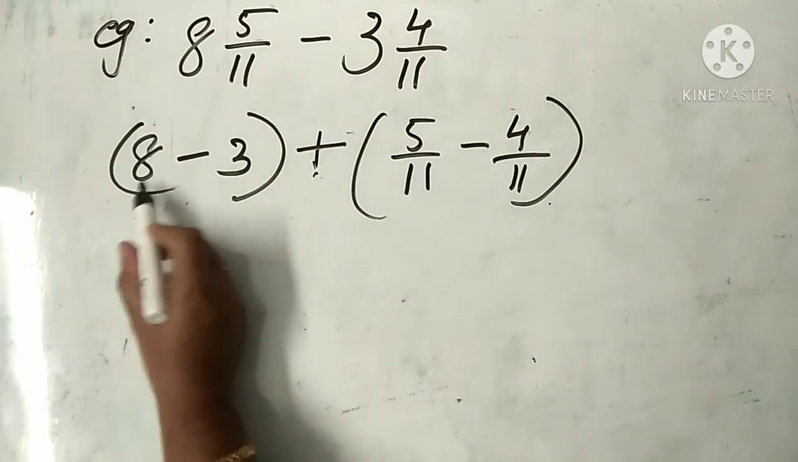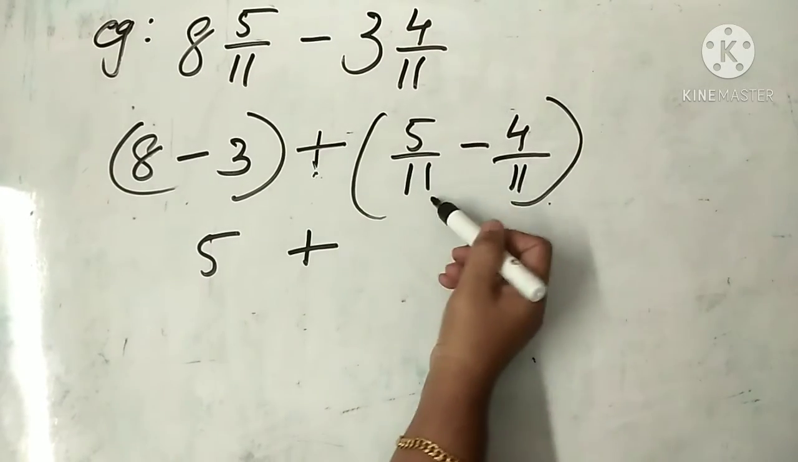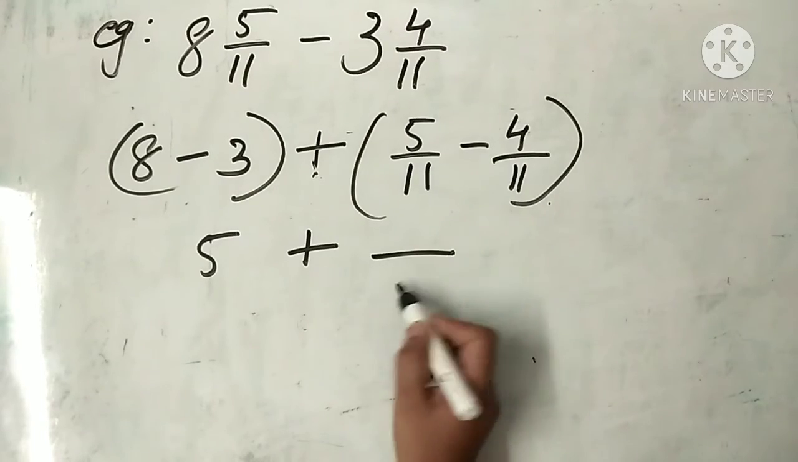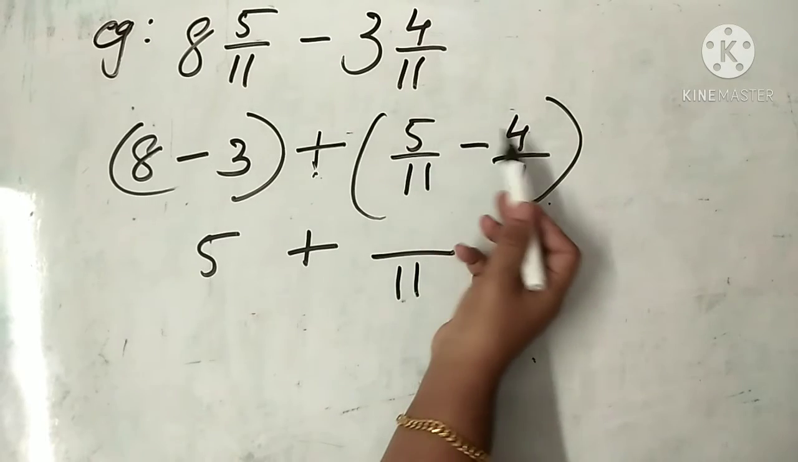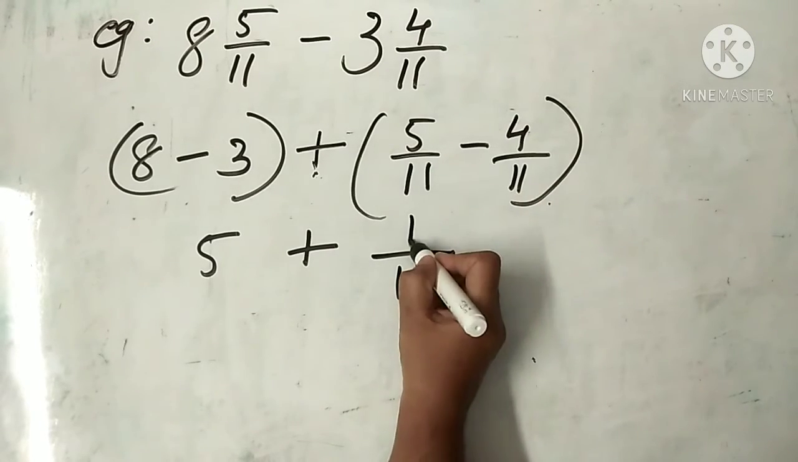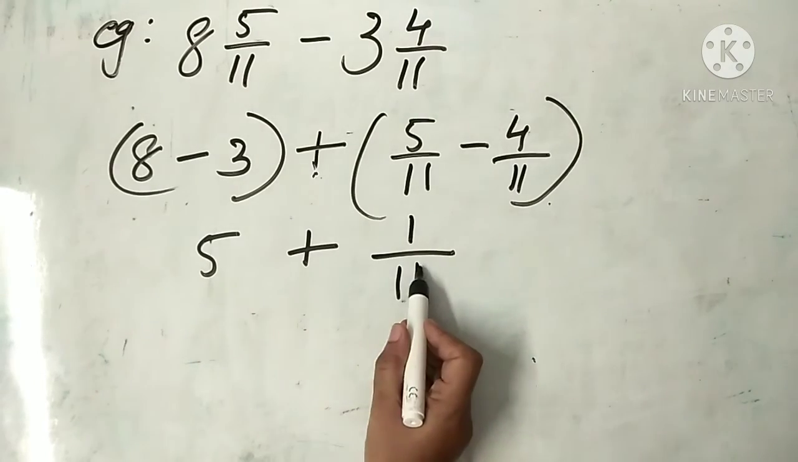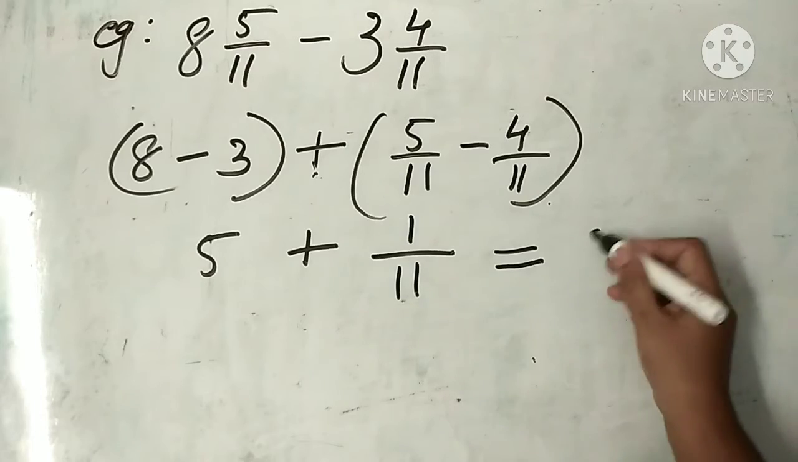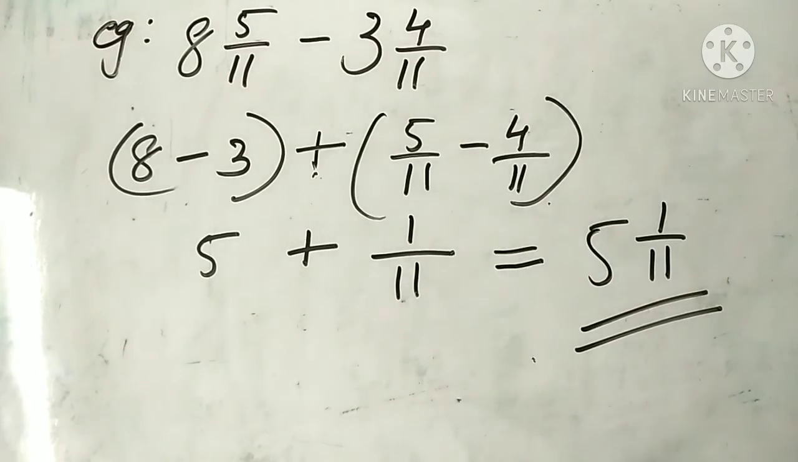Okay. Now 8 minus 3, 5 plus 5 by 11 minus 4 by 11. Both the denominators are the same. So we write the denominator as it is and subtract the numerators. 5 minus 4 is 1. Here it is addition. When it is a whole number and a fraction, we just need to combine both the elements. 5, 1 by 11 is the answer.